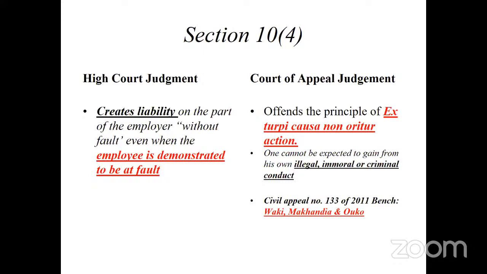The section of the act creates a liability on the part of the employer without fault, even when the employee is demonstrated to be at fault. And this section purports to deprive the employer of its constitutional right to raise a defense that the incident arose from an employee's criminal action, negligence, or from any unauthorized activity, and that it violates the employer's entitlement to a fair trial in accordance with Section 77 of the former Constitution.